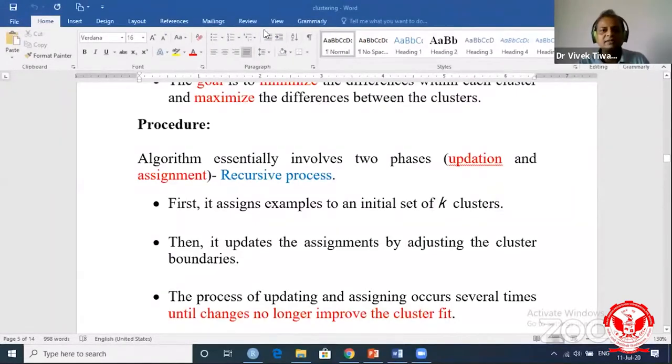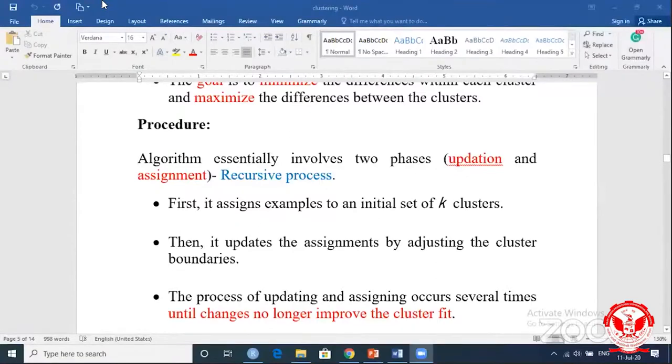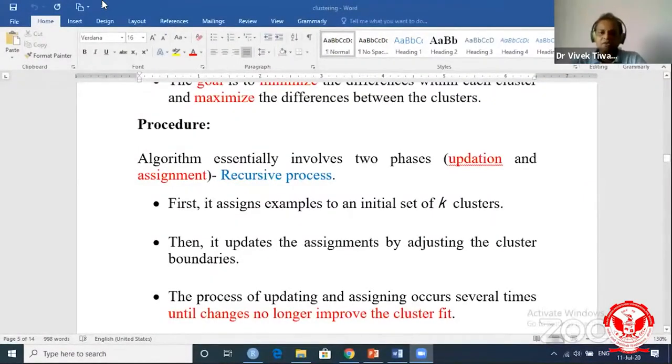K-means clustering is a recursive process. Recursive process means that it requires some set of steps or statements that you have to execute multiple times. There are two phases you can see over there. The two phases under K-means clustering are updation and assignment.